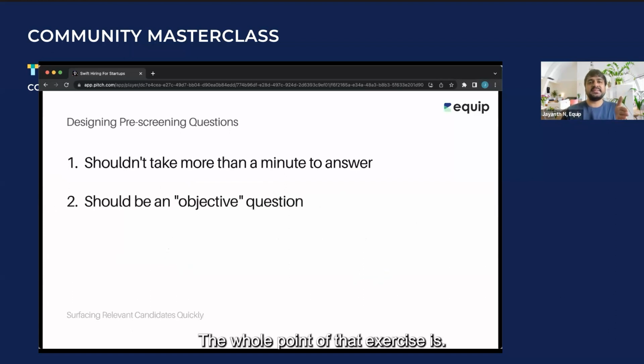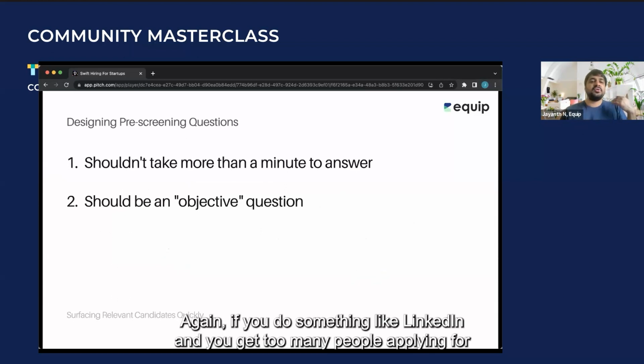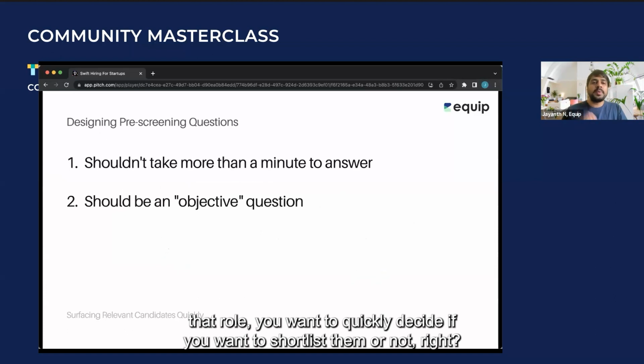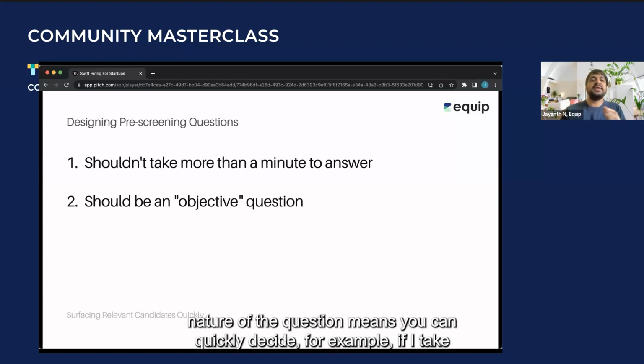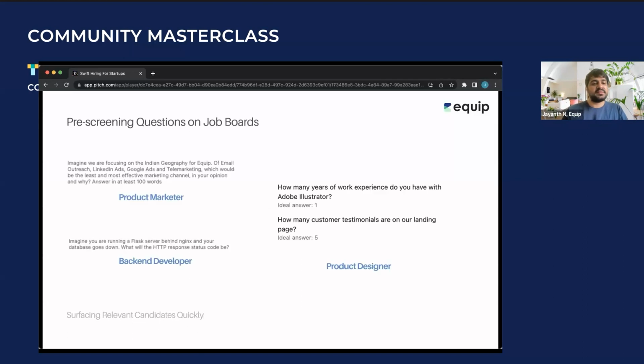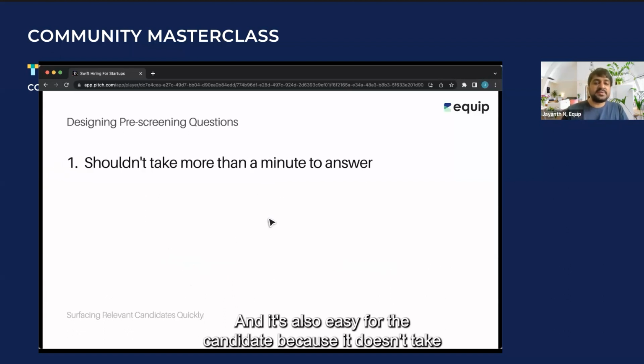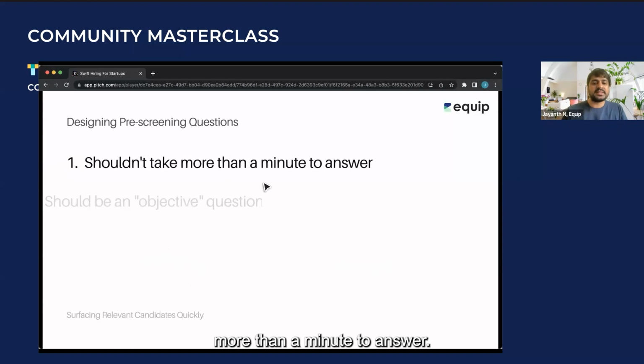The whole point of that exercise is, if you use something like LinkedIn and get too many people applying for that role, you want to quickly decide if you want to shortlist them or not. This one level of filtering is the pre-screening questions, and the objective nature of the question means you can decide quickly. For example, if I take this question, there's one answer to it: the answer is 502. If they don't get 502, then you can reject them, right? And it's also easy for the candidate because it doesn't take more than a minute to answer.